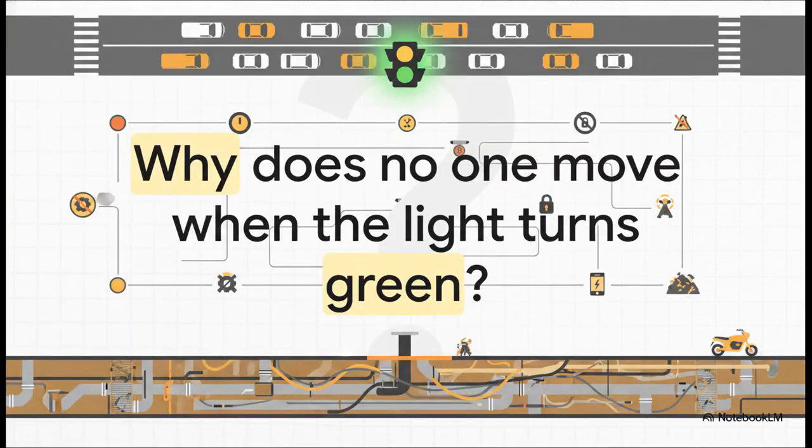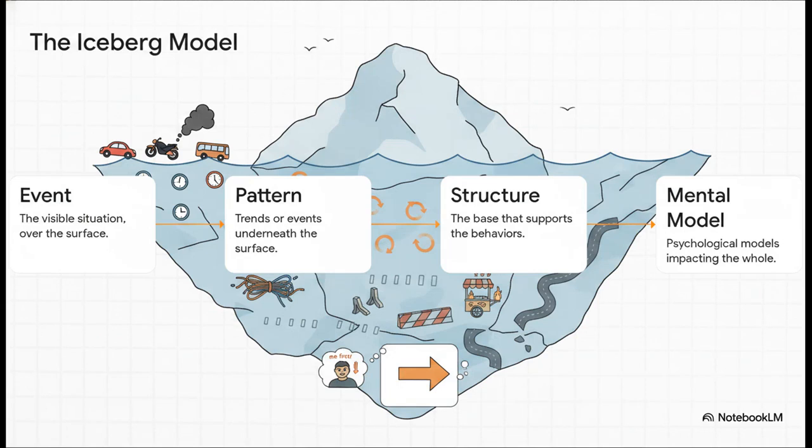Which brings us right back to our paralyzed intersection, and I want to ask you this crucial question directly. The traffic light turns green. Why doesn't anyone move? We know there are objects in the way, sure, but mechanically, systemically, why has this environment completely gridlocked? To answer that, we've got to look way below the surface. To really figure it out, we're going to use Dawson's famous iceberg model.